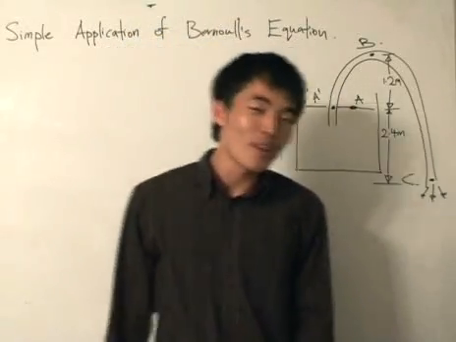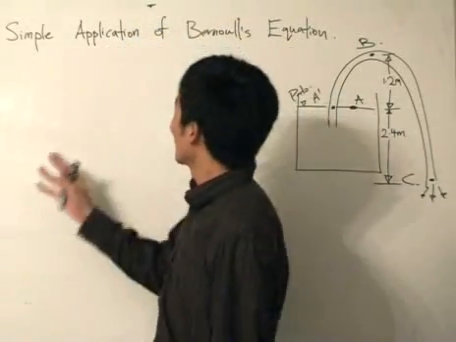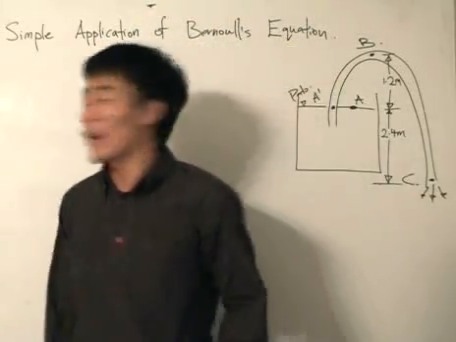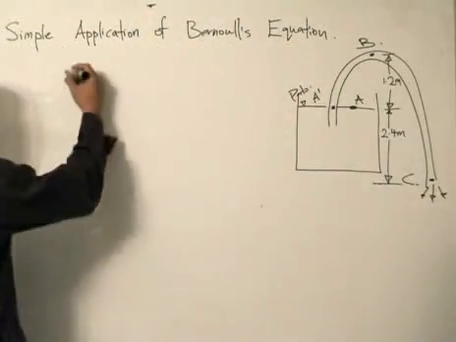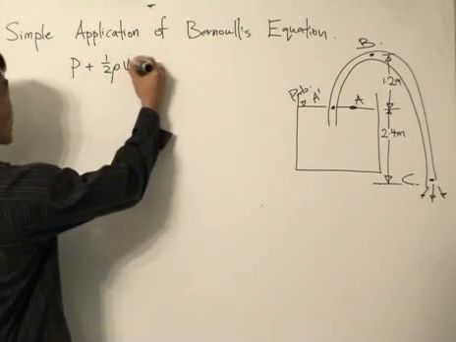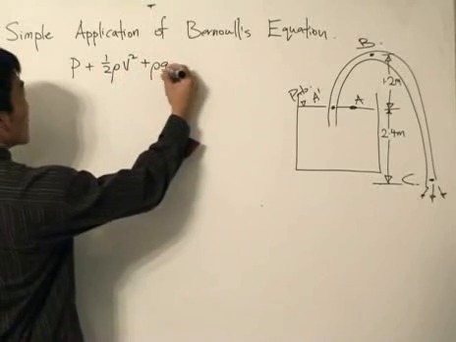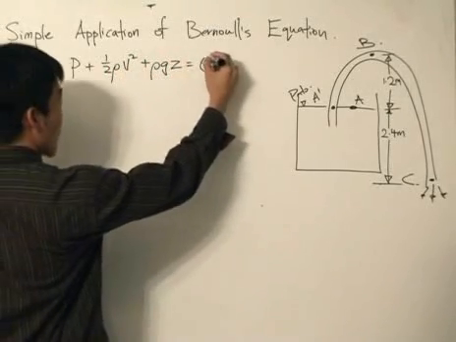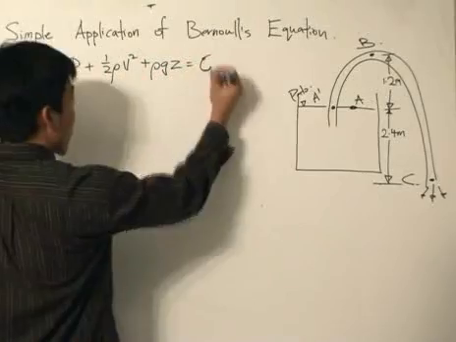To kickstart our tour on Bernoulli's equation, let's start with a very simple example. A simple application of Bernoulli's equation. Now, as you have known, Bernoulli's equation is written as pressure plus half rho v squared plus rho g z is equal to a constant c. So let's just have a quick talk about this.